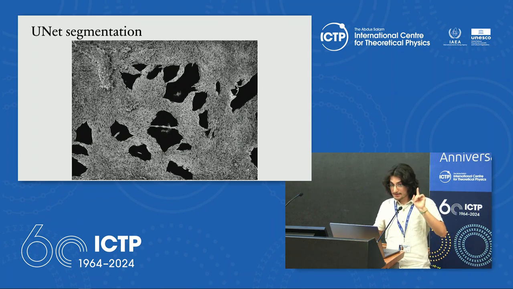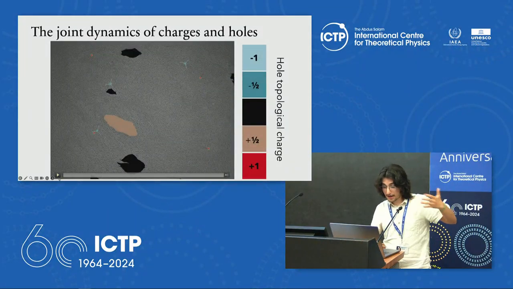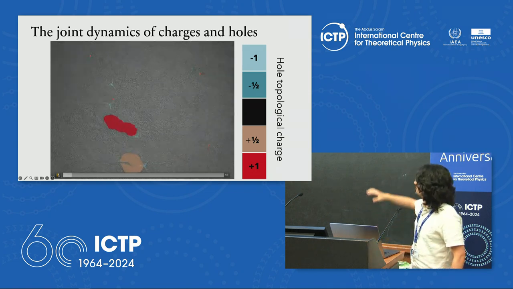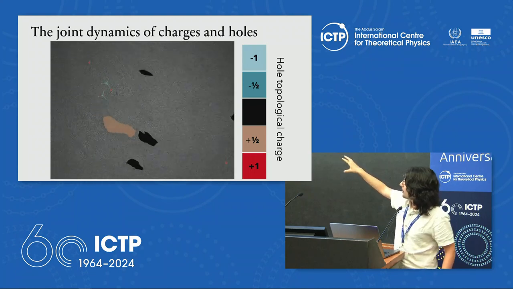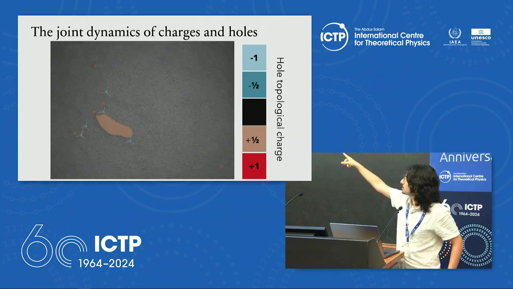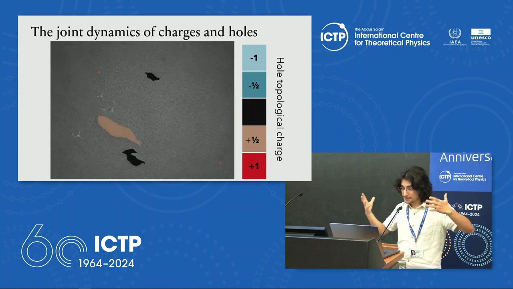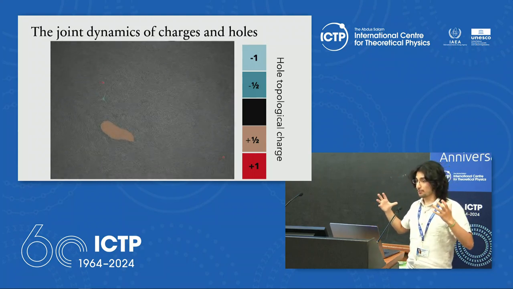Now, these holes are located in a nematic fluid that has topological defects. So it can capture charge, and this is something that we are observing in this movie here. The holes that are colored in this movie are holes that have charge in them. You see that this magenta colored thing is a plus 1/2 charged hole, and this plus 1/2 charged hole has an interesting shape that is associated with the topological charge that it has.